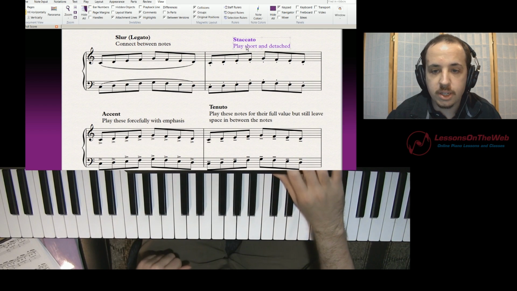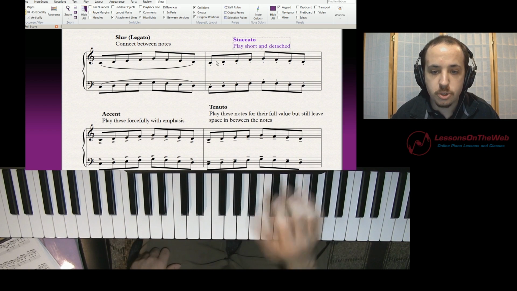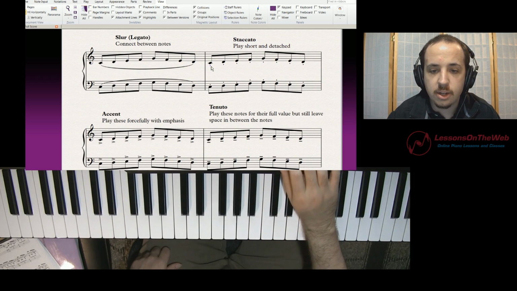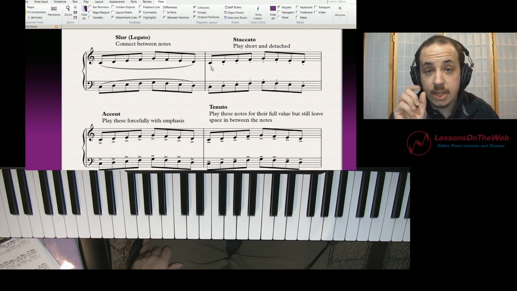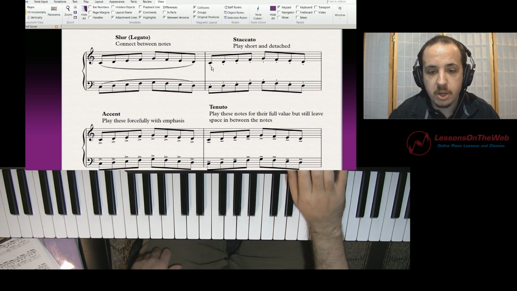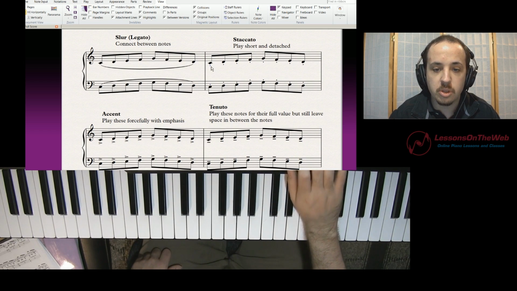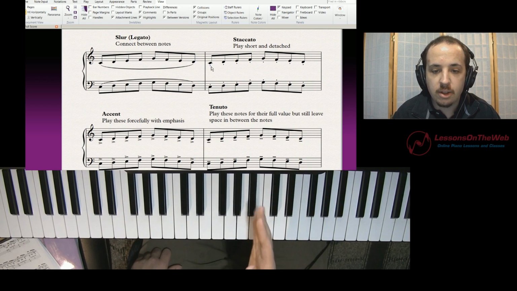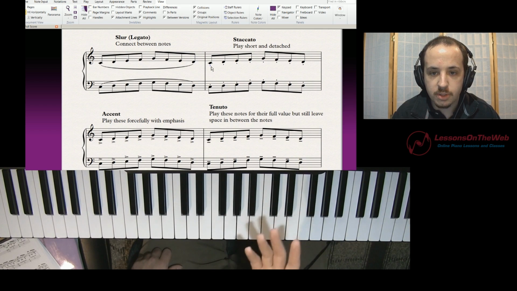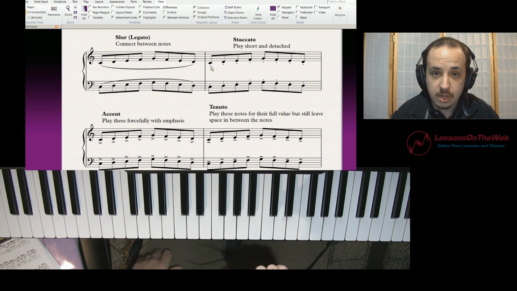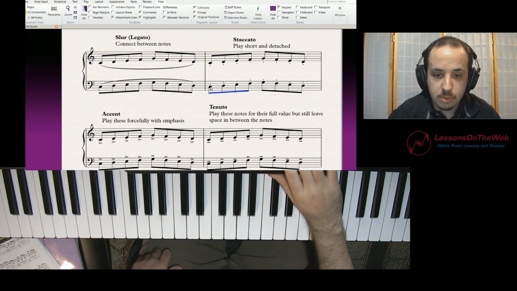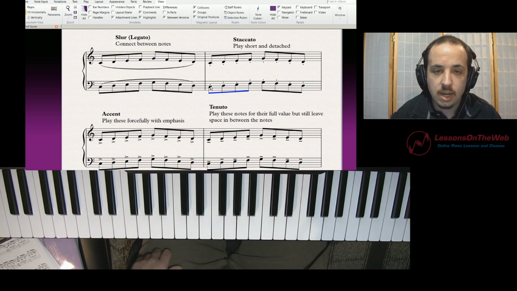The next one, staccato, is the opposite. You play short and detached. You know a staccato when you see one just because it's a dot. Keep in mind that this dot needs to be either below the note or above the note. You see in the treble clef it's below, bass clef it's above. It just depends on where the note is on the staff. If the stem is pointing up, then this dot will be on the bottom of the note, and if the stem is pointing down like it does here, this dot will be on the top.